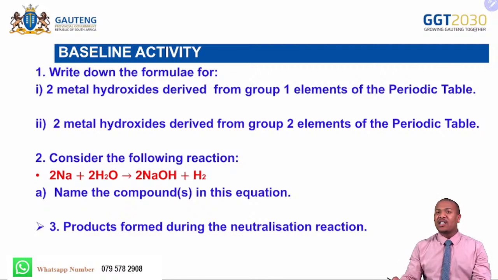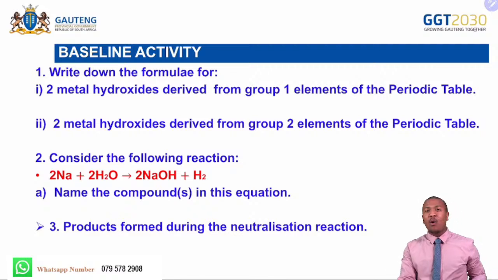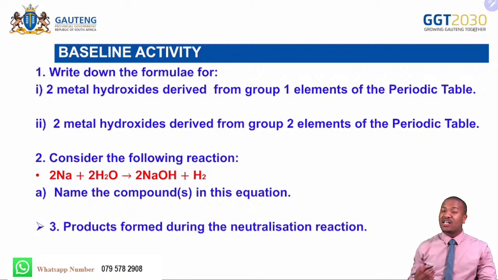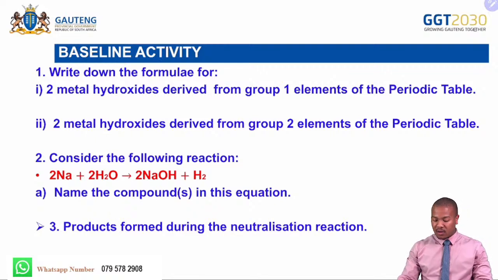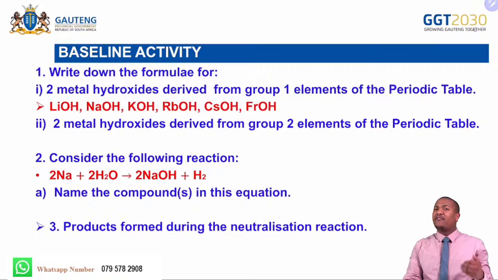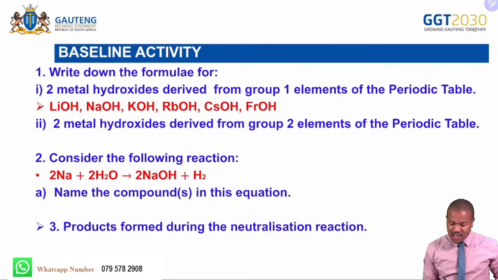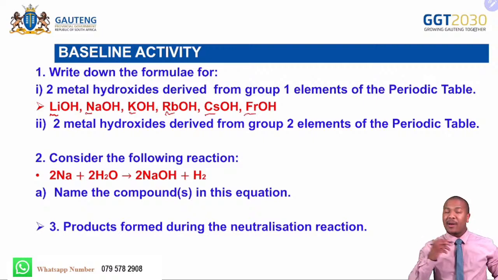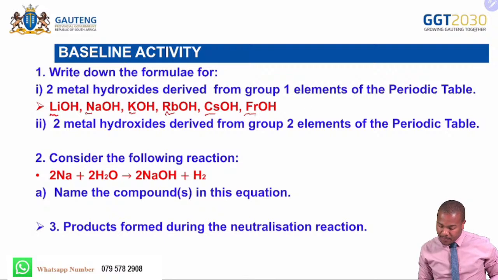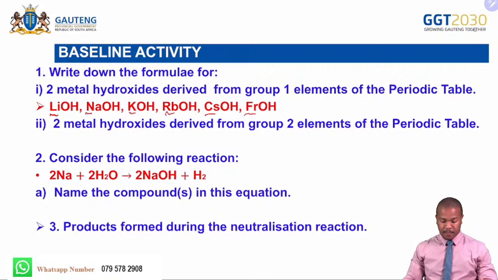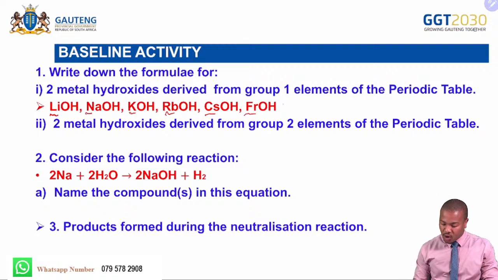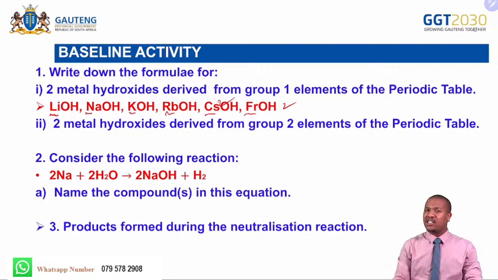So now, let's look at the solutions for our baseline activity. Number 1, it said write down the formulae for Roman figure 1, 2 metal hydroxides derived from group 1 elements of the periodic table, right? So what is the answer there? The answer is, you can find lithium hydroxide, right? These are the key metals that I'm talking about, right? But now, the metal hydroxide formed from the elements that are found in group 1 is lithium hydroxide, sodium hydroxide, potassium hydroxide, rubidium hydroxide, and so on, right? Don't forget to mark any 2 that we have written there.